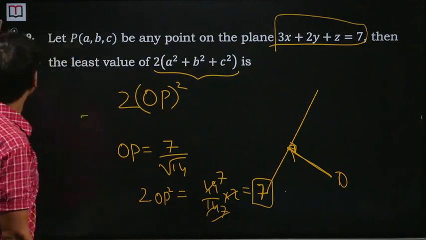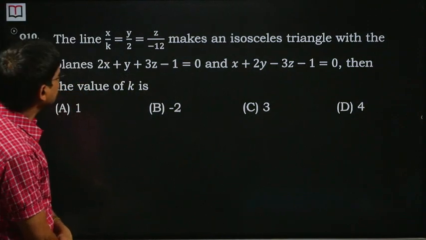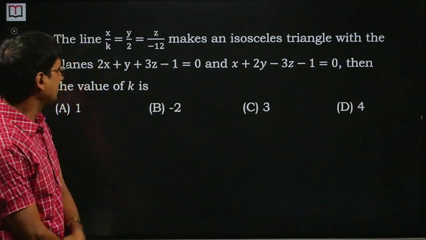So that was a very simple question in that case. So moving to the 10th one, the line makes an isosceles triangle with the plane.